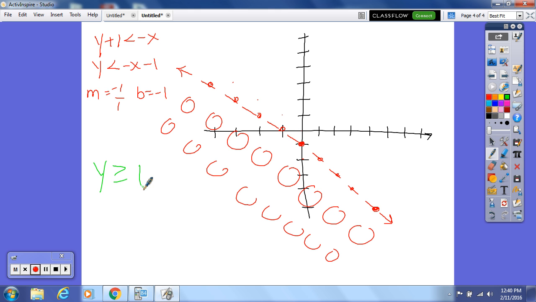All right, please, somebody tell me what kind of line that is. Horizontal line. How do I know it's horizontal? Because it's a y equals line. So I'm going to draw a horizontal line at 1. Is it solid or dotted? Solid. All right, that's easy enough. Is it above it or below it? What does greater than mean? Above it. So this time I'm going to put X's.